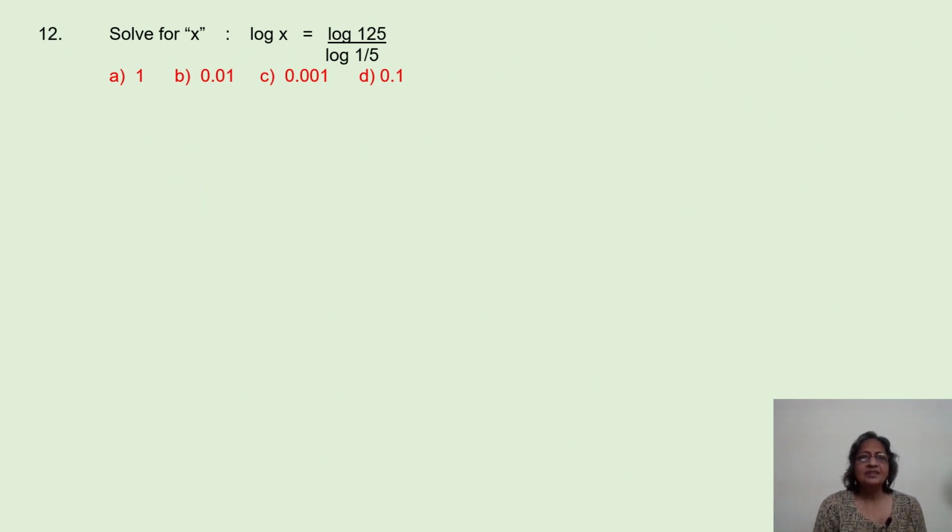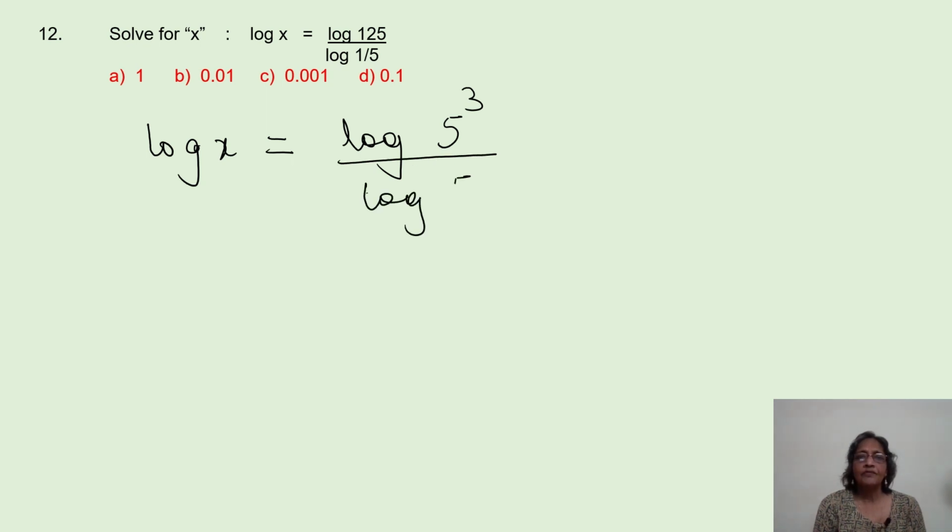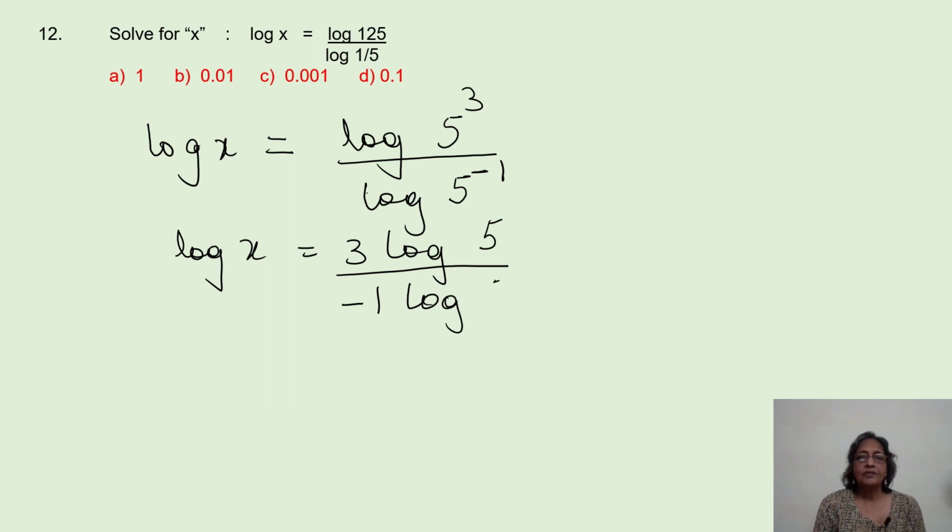Solve for x. Now this is a very, very simple sum. Log x. Now 125, I can write it as 5 raised to 3, and 1 upon 5, we can write it as 5 raised to minus 1. So this will become log of x equal to 3 log 5 upon minus 1 log 5. Again, what property are we using? Log of a raised to m to the base x is equal to m log a to the base x.